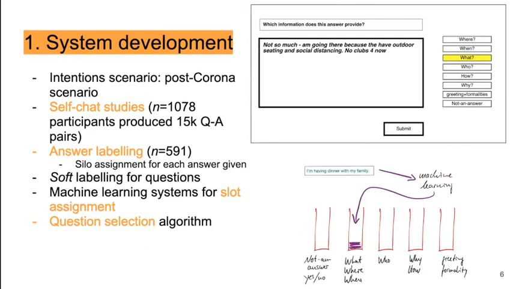And then they could pick a label, and here they chose what and submitted and went on. So this is how we obtained our labels. And then we used a machine learning system that essentially classified every piece of information into one of these slots. So we had not an answer, we had what, where, when, who, why, how, and greetings and formalities. Now, the reason why we merged them had to do with performance, but that's not the core issue of our system. But I'm happy to take any questions if you have them about this.